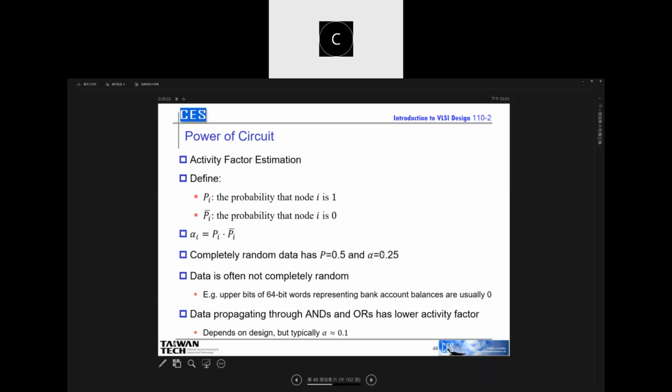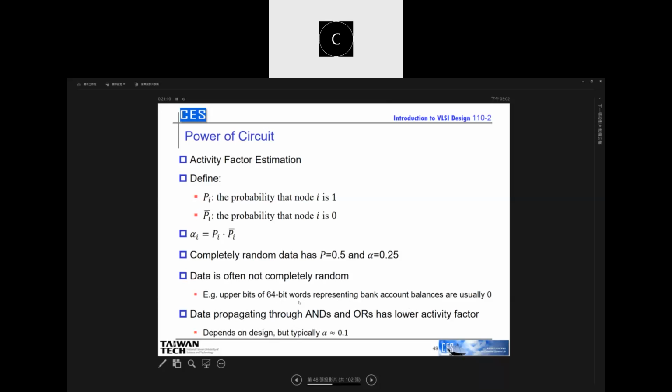Okay. However, in the electronic system, the data is often not completely random. So for example, if you want to do a calculation of multiplication or other operations, then let's assume you have like 64-bit words.